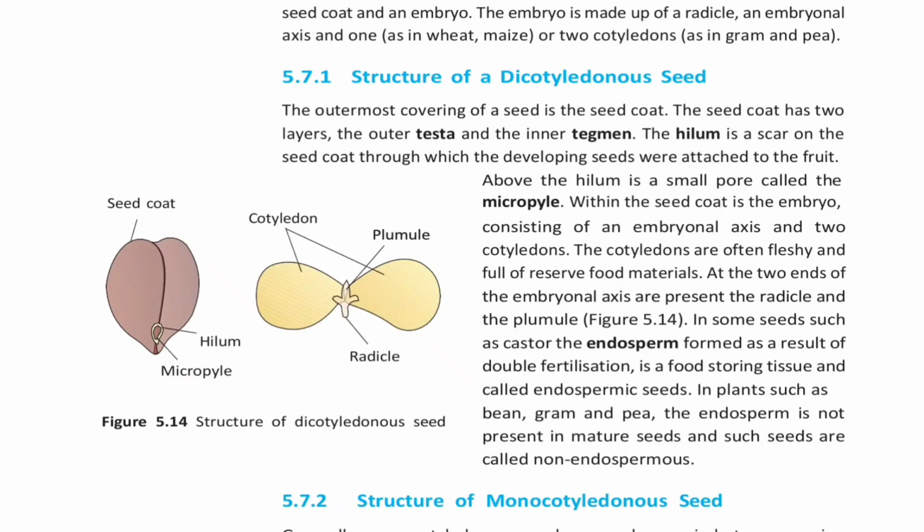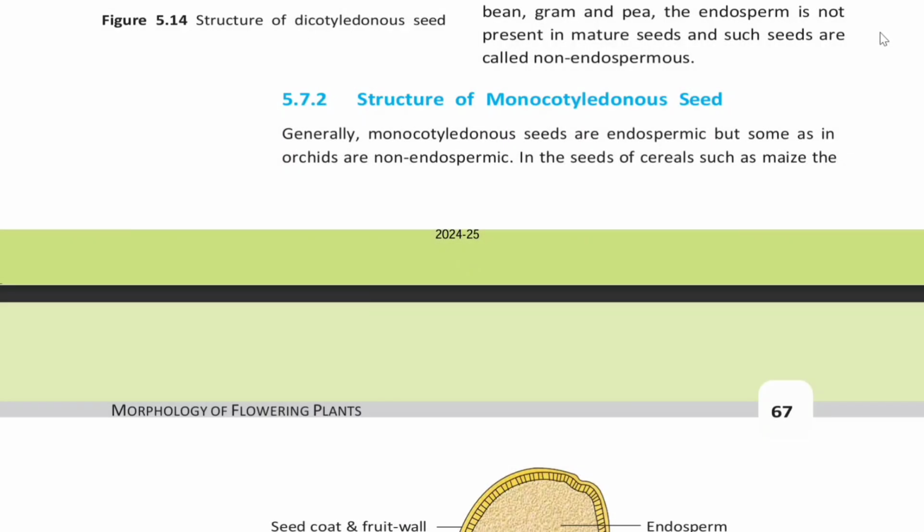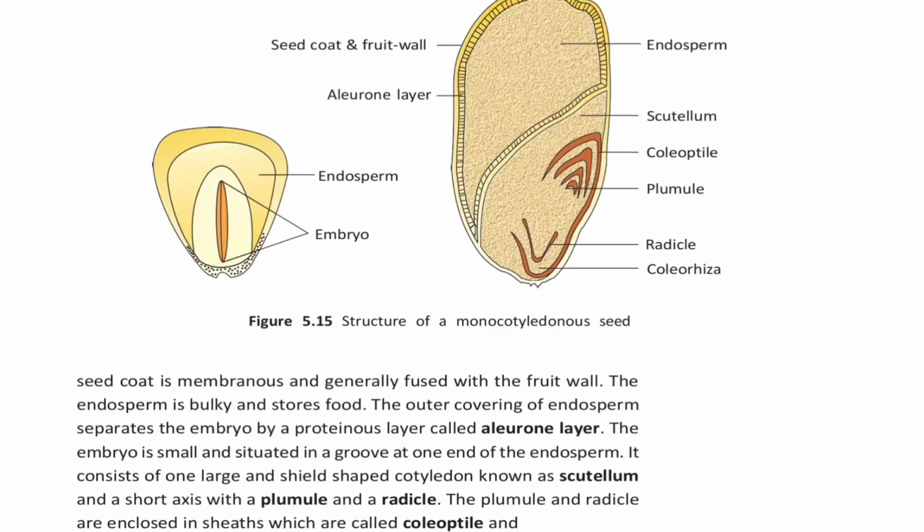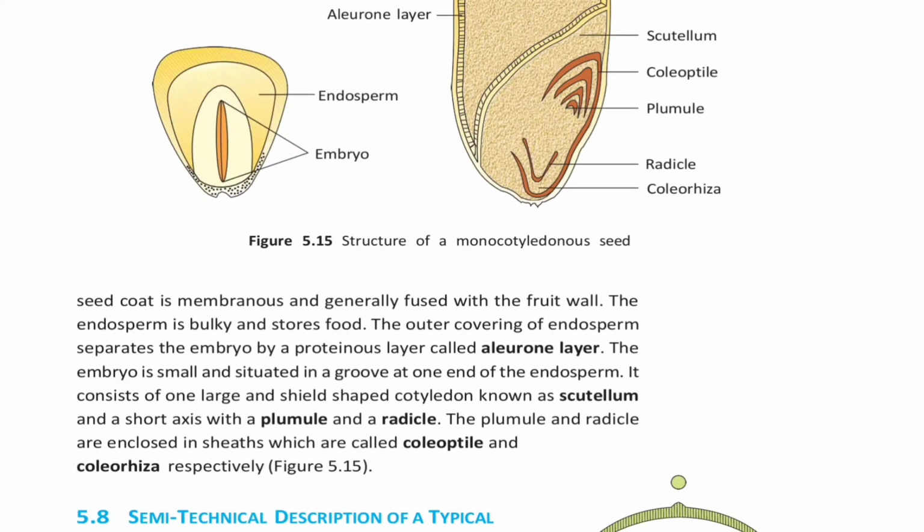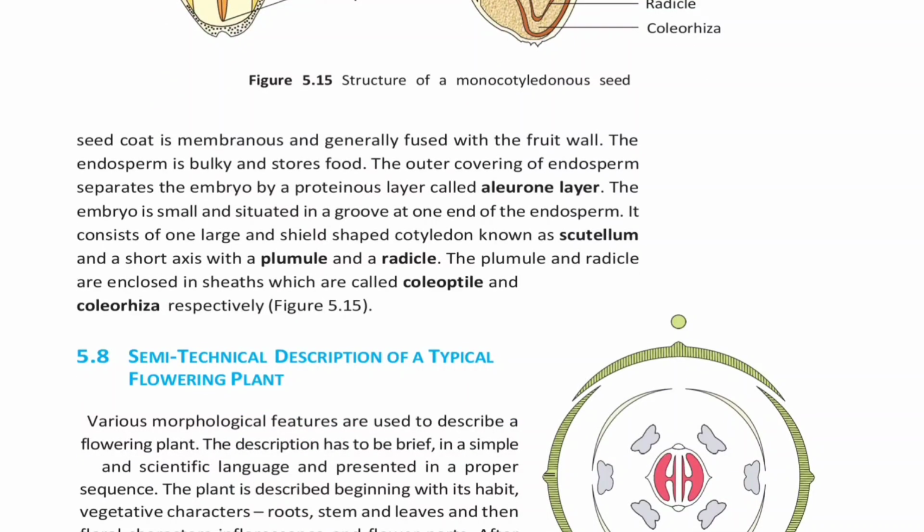In plants such as bean, gram and pea, the endosperm is not present in mature seeds and such seeds are called non-endospermous. 5.7.2 Structure of monocotyledonous seed. Generally, monocotyledonous seeds are endospermic, but some, as in orchids, are non-endospermic. In the seeds of cereals such as maize, the seed coat is membranous and generally fused with the fruit wall. The endosperm is bulky and stores foods.